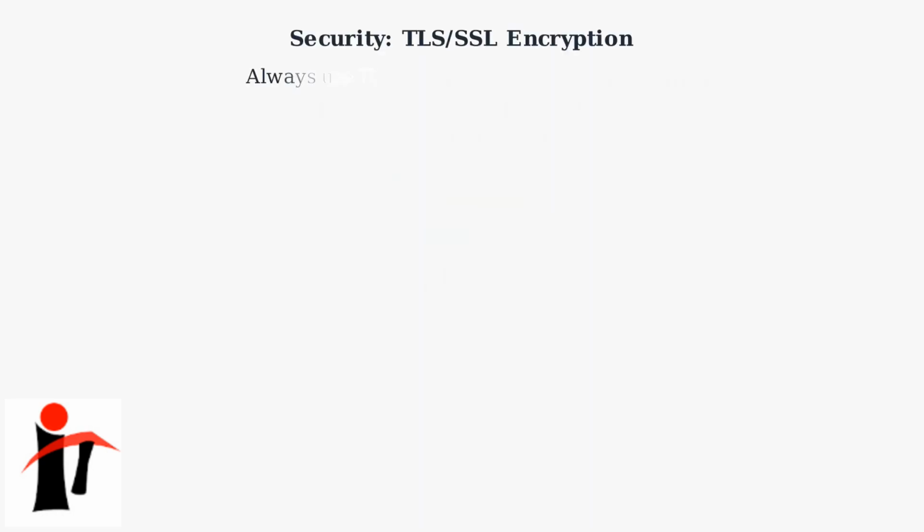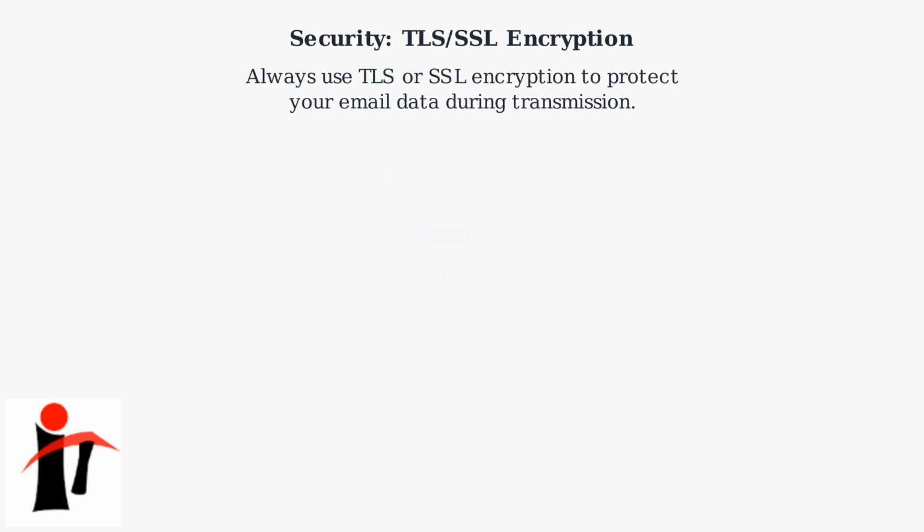Security is crucial when setting up SMTP. Always ensure you use TLS or SSL encryption to protect your email data as it travels between servers. This encryption scrambles the information, making it unreadable to unauthorized parties.